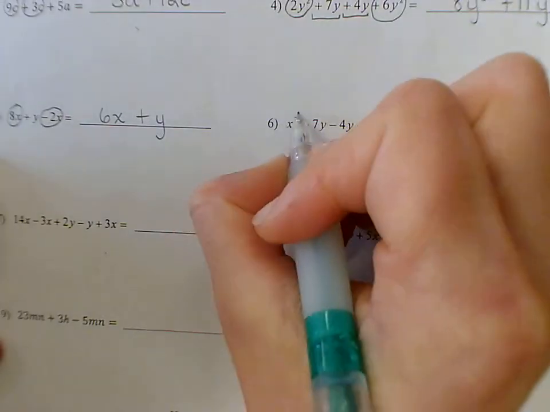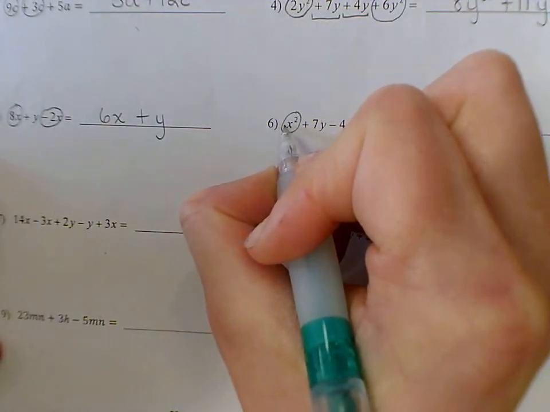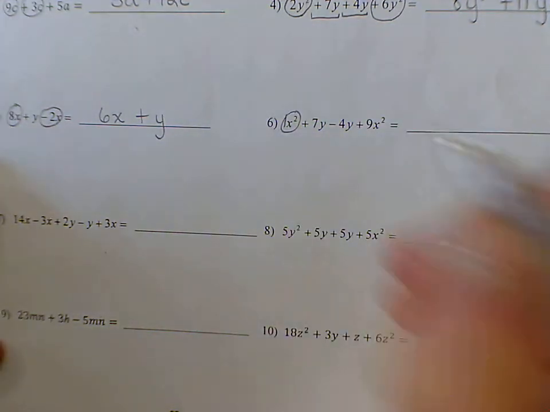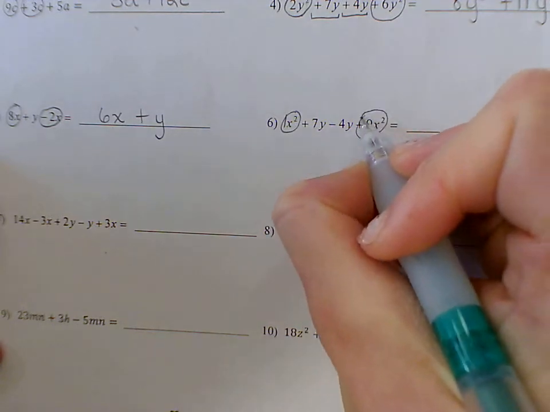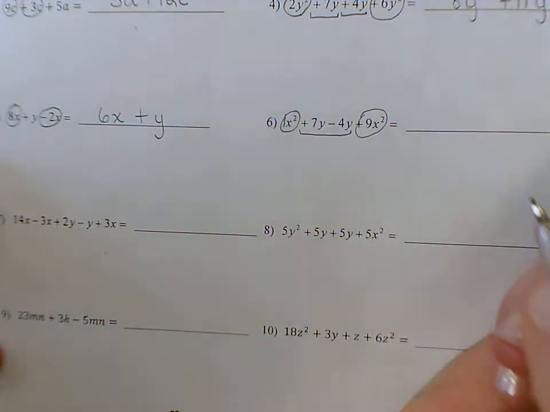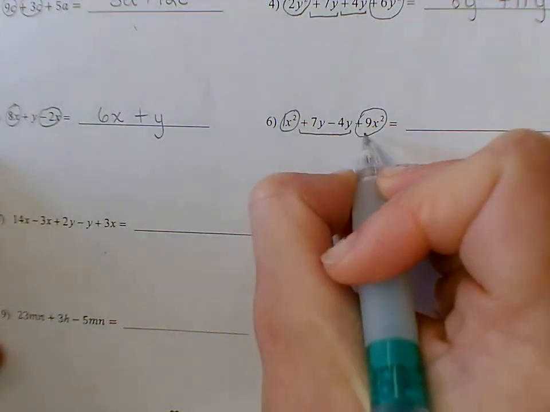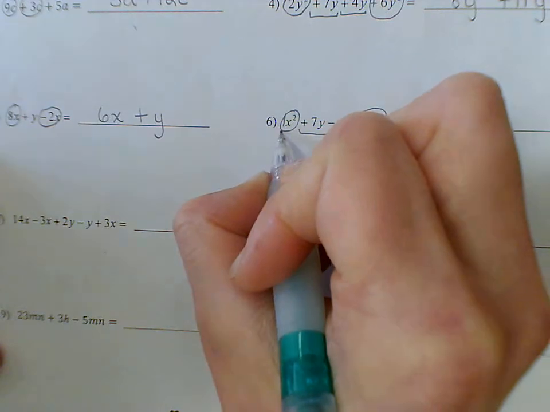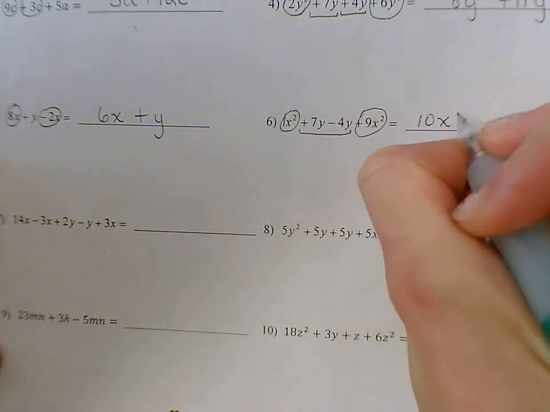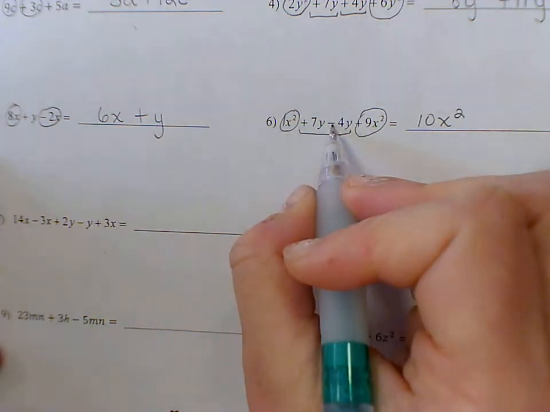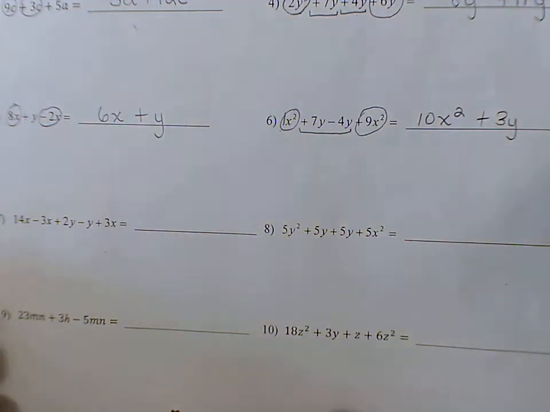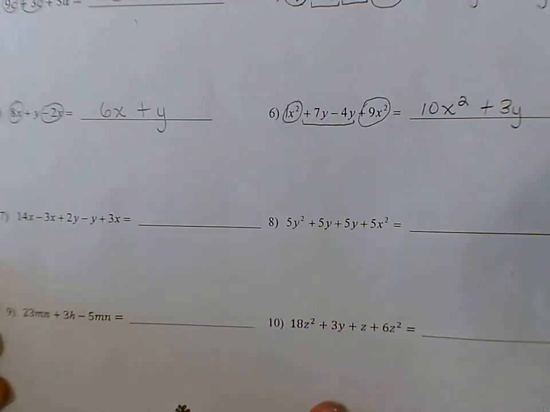This one, the x squared, which remember the number in front when it doesn't have a 1 is like a 1, so that's like a 1x squared, plus the 9x squared, those will combine. And then actually this 7y minus 4y, those are like terms as well. So we're going to do the x squareds first. So 1x squared plus 9x squared is 10x squared. 7y minus 4y is plus 3y. Okay, and then that's it, because that's everything.